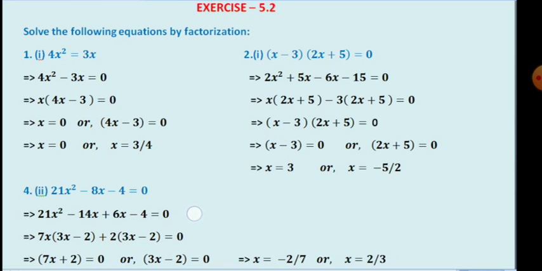Now pairing the first two terms, we can take 7x common. So what is left is 3x minus 2 in the bracket. From the third and fourth term, we can take plus 2 common. So what is left is 3x minus 2 in the bracket, which is equal to 0. So one of the terms is 7x plus 2 equals 0, another term is 3x minus 2 equals 0. Now from the first equation, 7x plus 2 equals 0, the value of x is minus 2 by 7. From the second equation, the value of x is equal to 2 by 3.